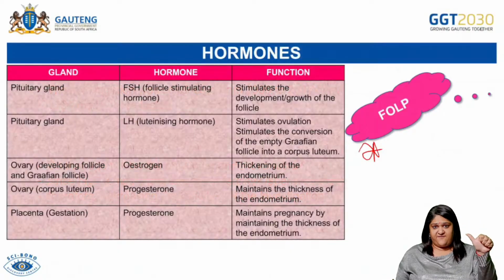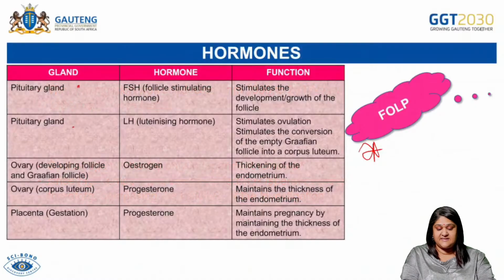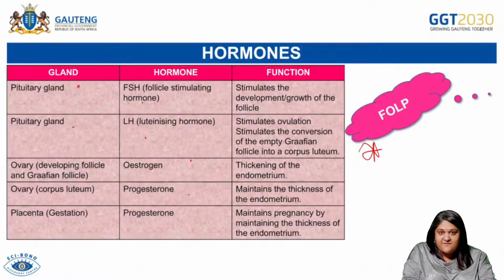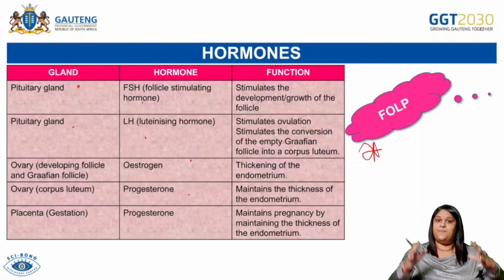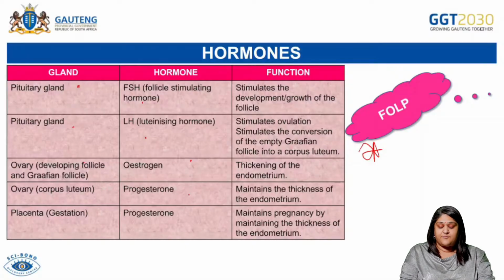We first have FSH secreted, then we have estrogen, then we have LH, then we have progesterone. You need to know which one secretes what. The pituitary gland secretes FSH and LH. The ovary secretes estrogen and progesterone. Which parts of the ovary am I talking about? Very important. Estrogen is secreted by the developing follicle and the Graafian follicle. The bigger the follicle, the more estrogen it's going to secrete. Then the progesterone is secreted from the corpus luteum. The corpus luteum can only be formed once ovulation has occurred.